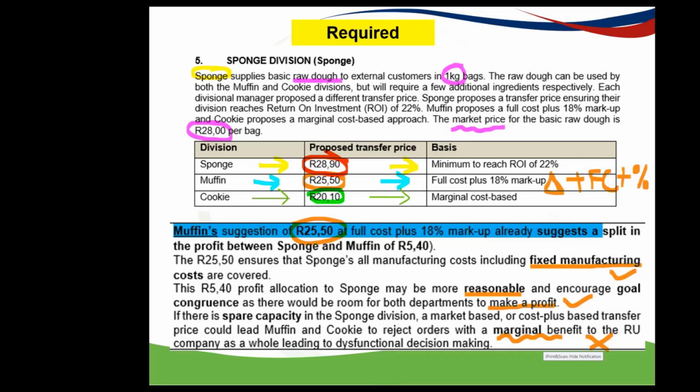Okay. But should there be spare capacity in the sponge division, we should maybe then in those cases consider taking the marginal cost for that spare capacity, because they do have it available. Otherwise, they would just reject it, and it could ultimately bring some benefit to the group.